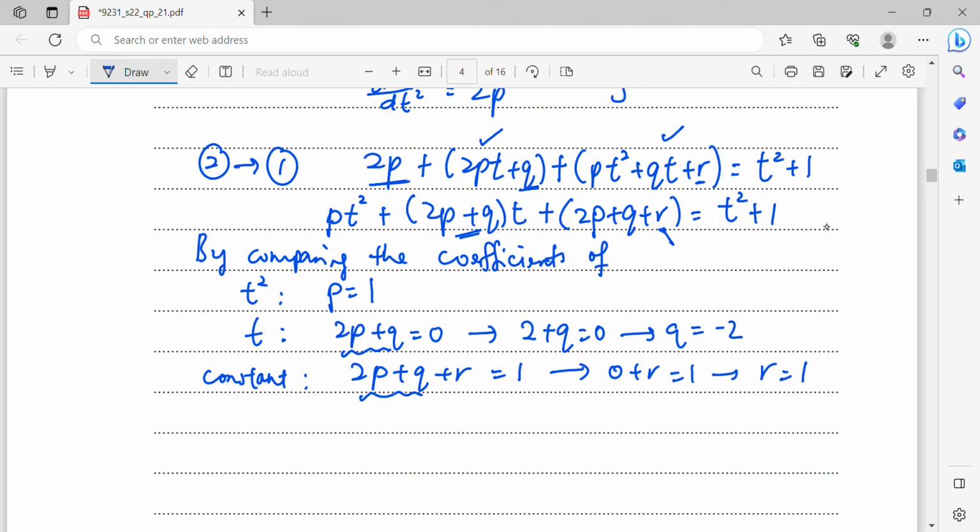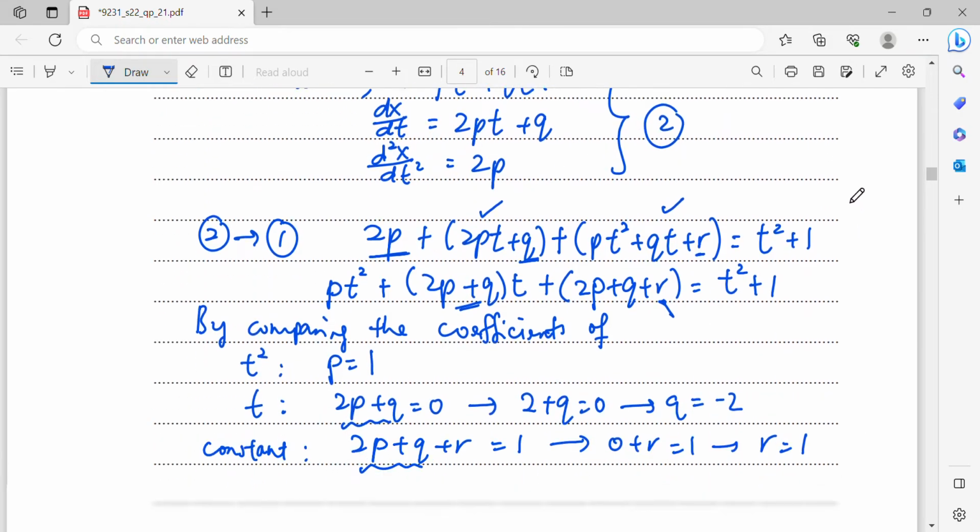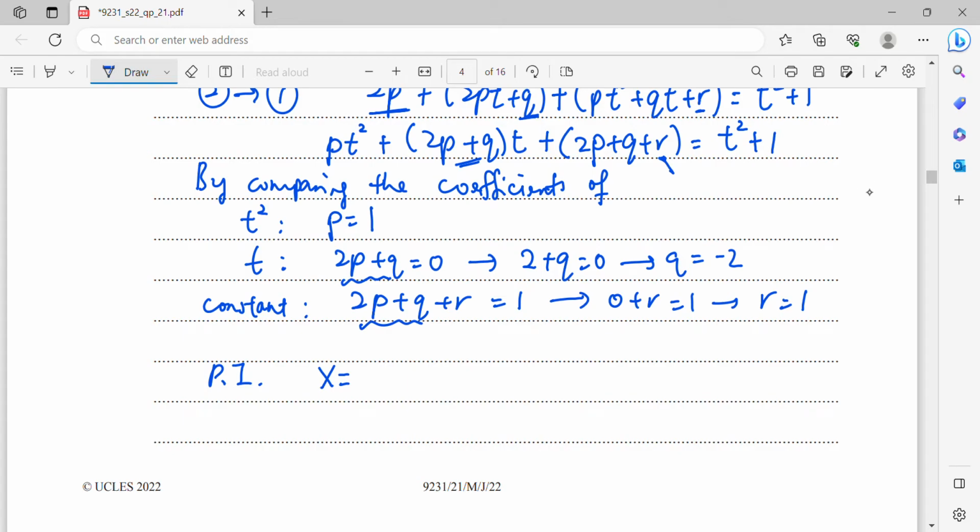After you have found all this, there is a particular integral. So my x will be, just rewrite, replace the unknowns in your trial solution. That will be a particular integral, which is pt squared plus qt plus r. My p is 1, so 1t squared plus qt. Your q is minus 2, so minus 2t plus r. R is 1. And then lastly, general solution.